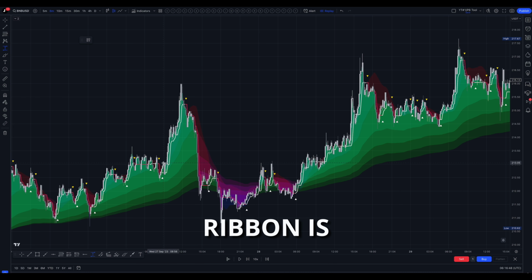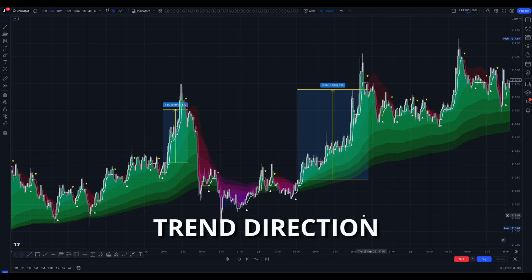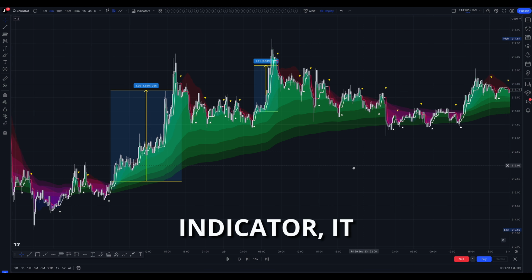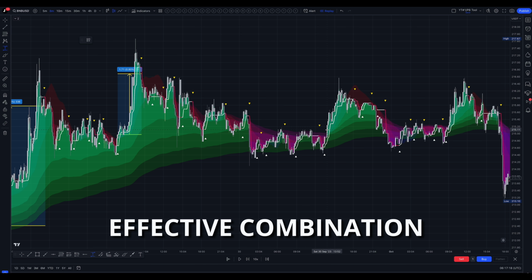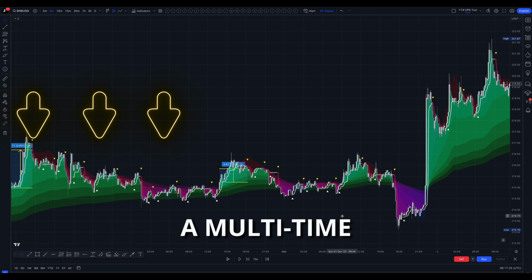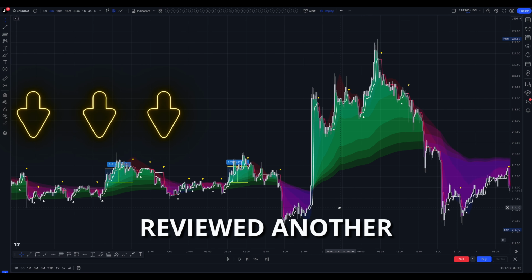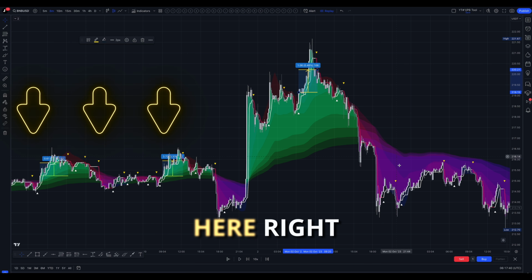The RK7 ribbon is a simple yet powerful tool that helps define the prevailing trend direction. When combined with the Extreme Trend indicator, it forms a reliable and effective combination. If you're interested in a multi-time frame approach, I recently reviewed another strong strategy, which you can access here right now.